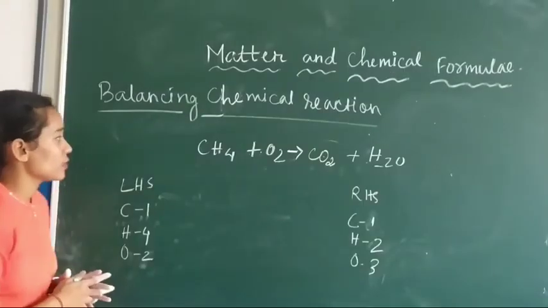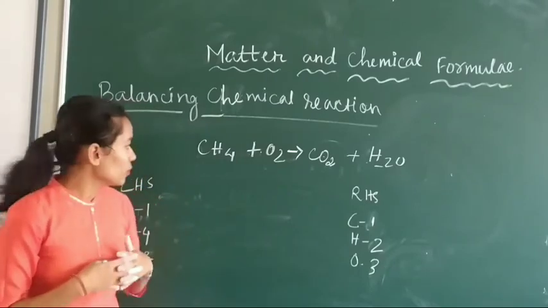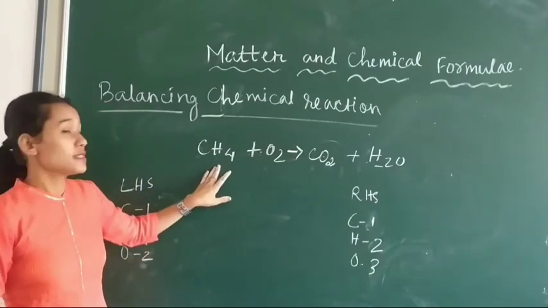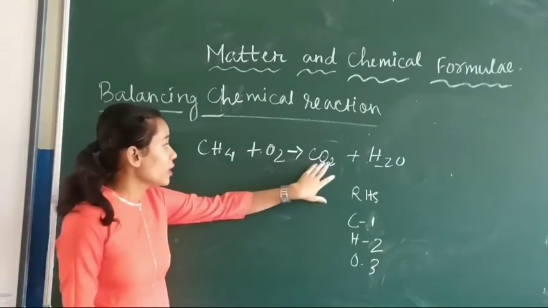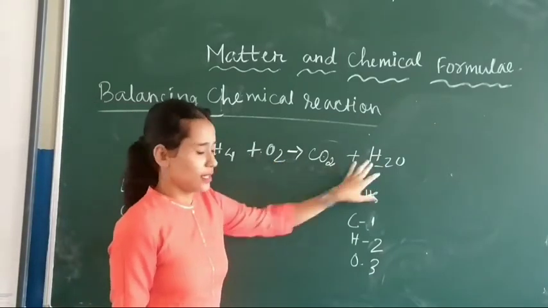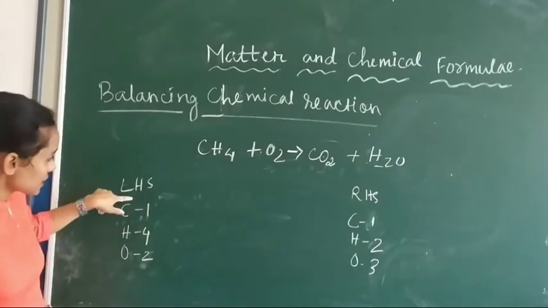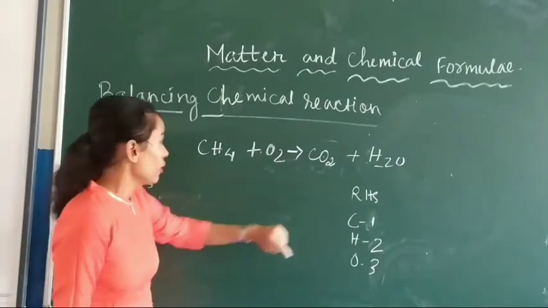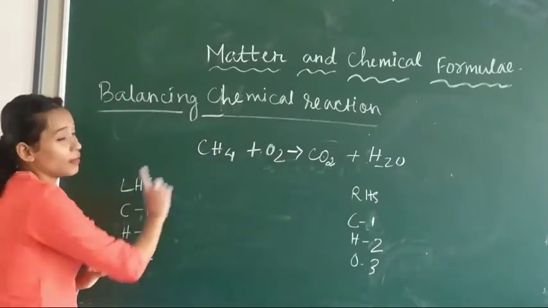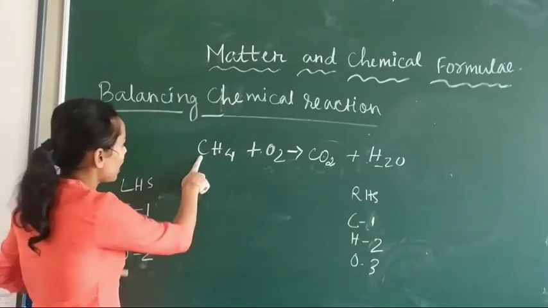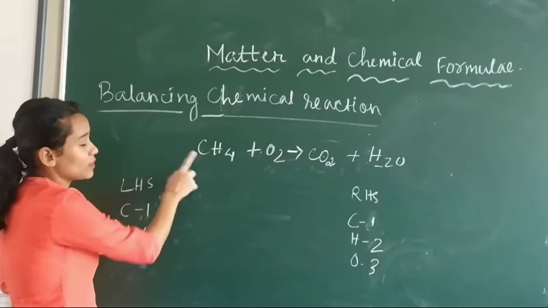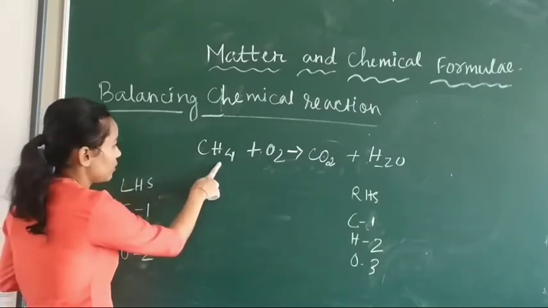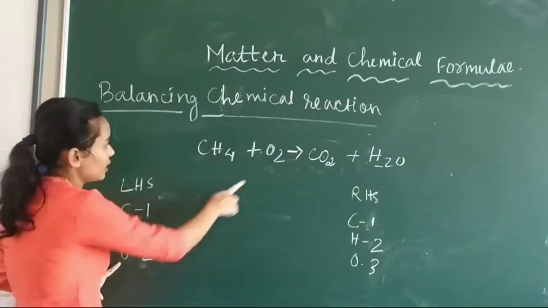Okay students, now see one more example is given in your book. Okay? CH4, that is methane, when it reacts with oxygen, it gives what? Carbon dioxide and water. Now you see, you make one left hand side and right hand side. Okay? Now what you do? Count the number of elements. Okay? How many carbon are present here? Only one. Hydrogen how much? 4. Oxygen how much?